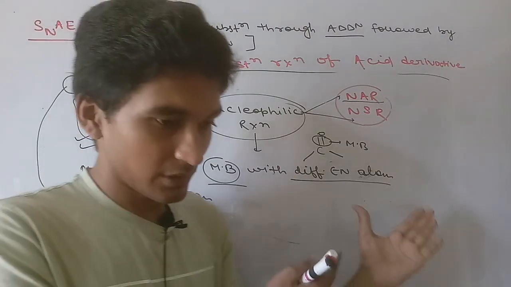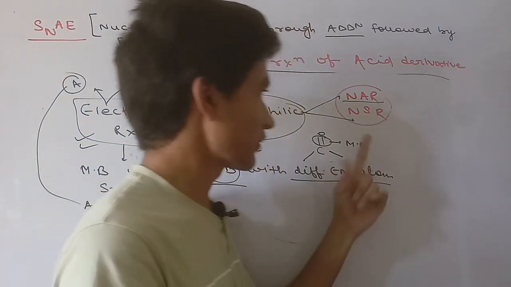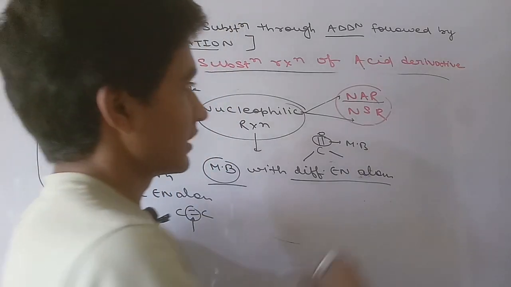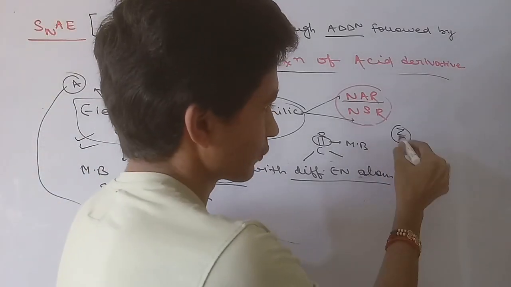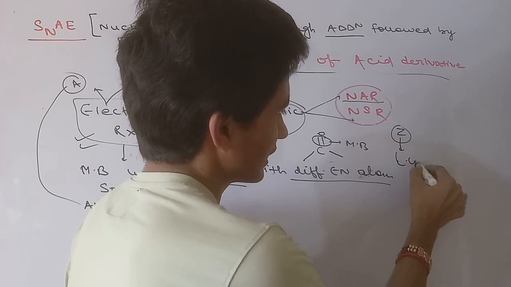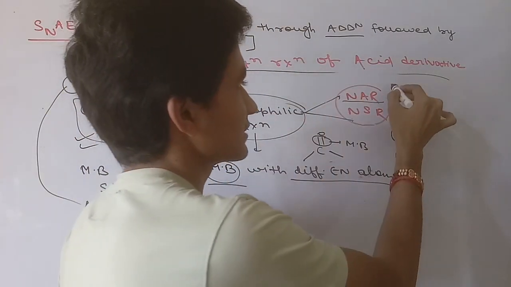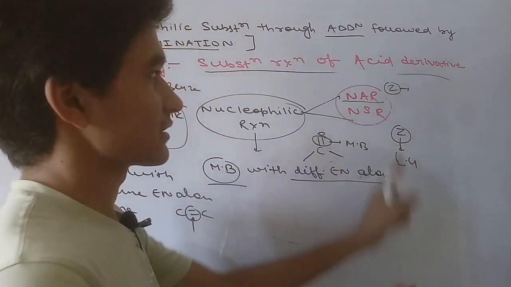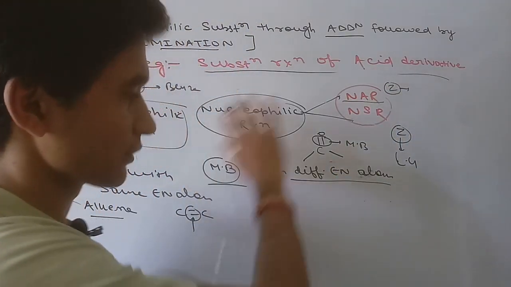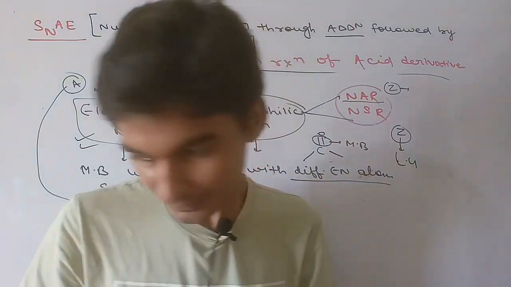The previous mechanism which I was discussing is of nucleophilic substitution reaction. It means if Z is a good leaving group, then those reactions will be nucleophilic substitution reactions, and if Z is not a good leaving group, then those reactions go under nucleophilic addition reaction. We are going to discuss that in detail, so wait.